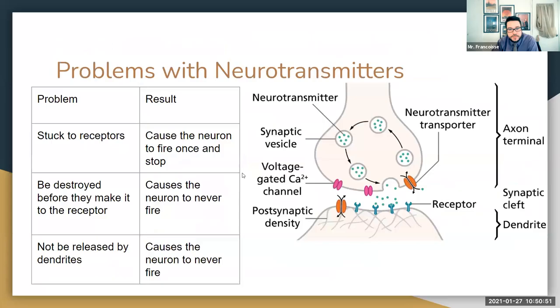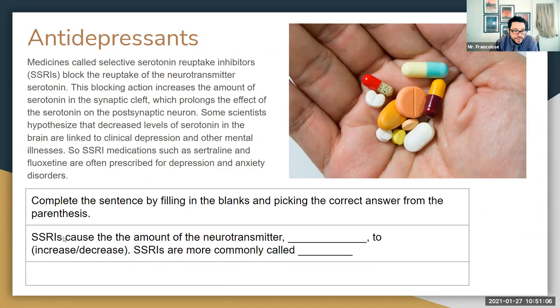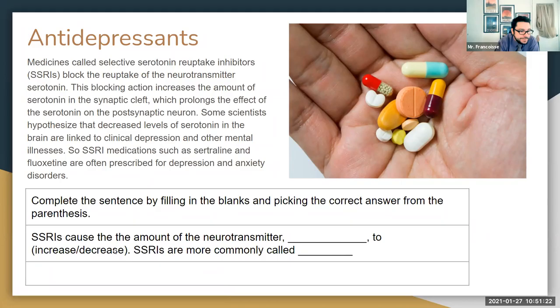All right, so for down here, our question, they're asking us to complete the sentence by filling in the blanks. So we have two blank spots that we need to replace and picking the correct answers from the parentheses. So our job, we want to fill in these two blanks and then either write increase or decrease. So we're going to rewrite this sentence, completing the blanks and picking increase or decrease to describe what's going on. So we'll take a few minutes on this and see what you guys come up with, and then we'll go over it together.